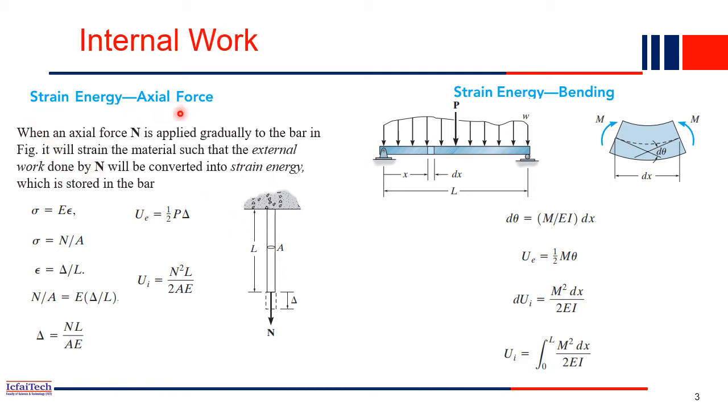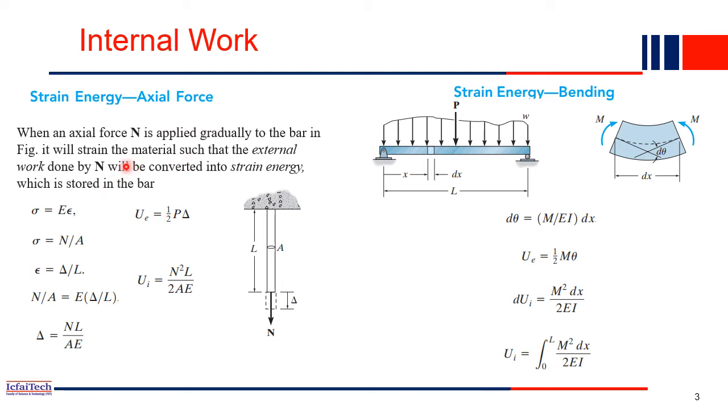Now we'll see the derivation of how much strain energy is generated because of axial force. When an axial force N is applied gradually to a bar, as in this figure, the external force N is applied gradually. Gradually means at time 0 the N was 0, and maybe after 1 minute N reaches its peak value N. Whenever you apply external force, strain energy is developed inside the material and stored. The external work we do will be stored in terms of strain energy inside the material.